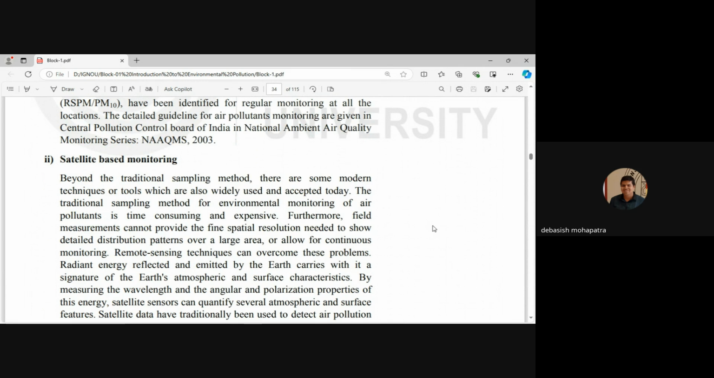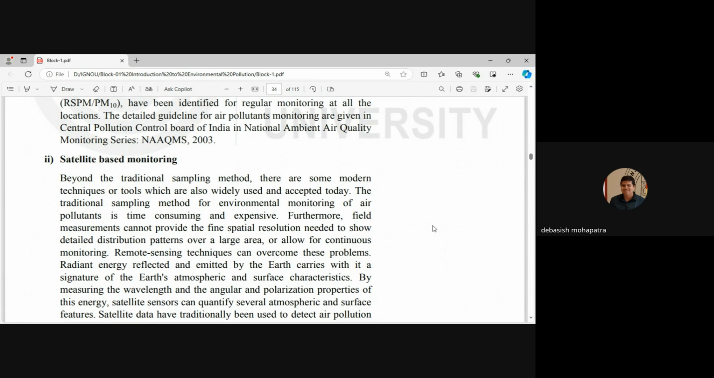It is not the traditional method which is station-based. There are some modern techniques or tools that are also widely used and accepted today. The traditional sampling method for environmental monitoring of air pollution is time consuming and expensive. Furthermore, field measurement cannot provide the fine spatial resolution needed to show detailed distribution patterns over a large area. So the data which we get from stations are small data, or the data of a small area. That is why we need further improvement in the monitoring system.